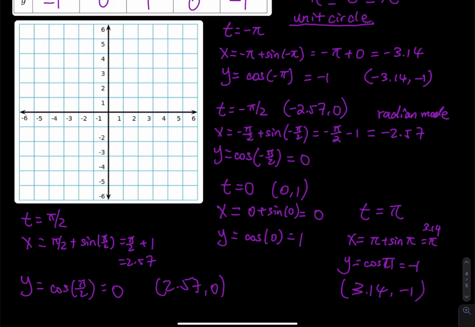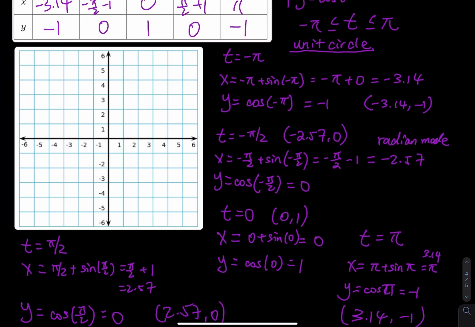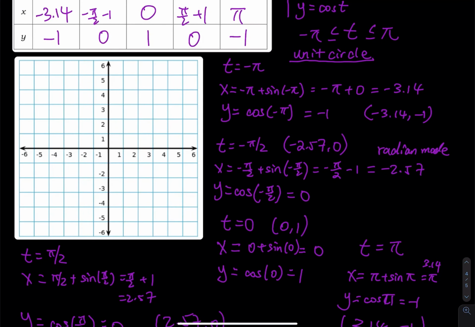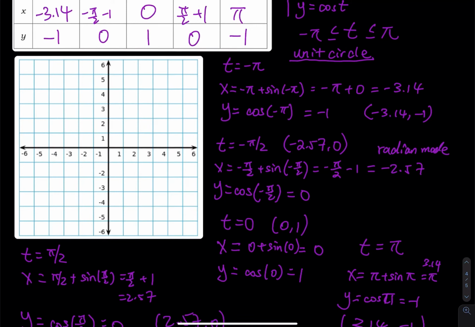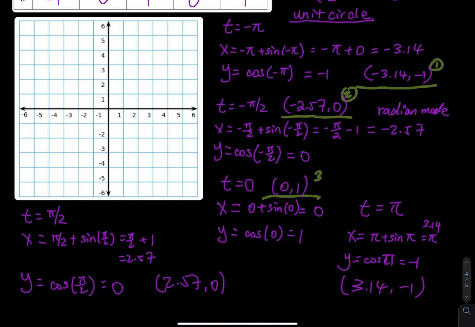So let's take a highlighter. What I want to do is grab those 5 points in that order. So the first point I got is right here. So -3.14, that is my first point. And then this is my second point. And then 0, 1 is my third point. And then my fourth point. And then my last point.